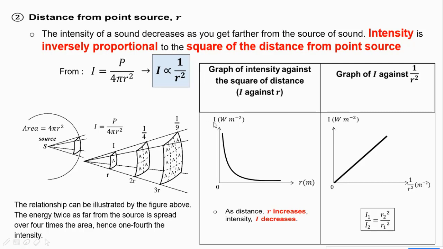So here is a graph of intensity against distance r. We have a curve here, meaning as the distance r increases, the intensity will decrease. And for the graph of I against 1 over r squared, we will get a straight line graph with the relation I1 over I2 equal to r2 squared over r1 squared.